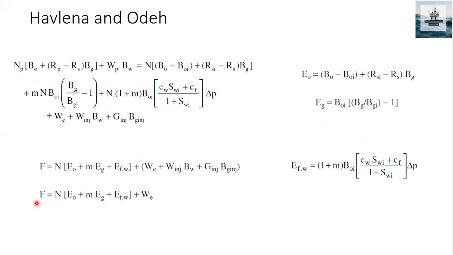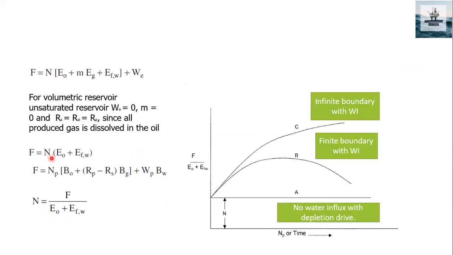That means your equation will be in the form of F is equal to N into EO plus EFW, since this term will be zero and this term will be zero. So this is how the terms have been adjusted. For a volumetric, undersaturated reservoir, WE becomes zero, M becomes zero. As I said, at undersaturated condition, there is no free solution gas. Whatever RS is there will be present inside oil. So RS or RSI or RP, all will be inside oil. So all will become equal, since all produced gas is dissolved inside oil for a volumetric reservoir. So your form of F is equal to N into EO plus M EG plus EFW plus WE will become F is equal to N into EO plus EFW.